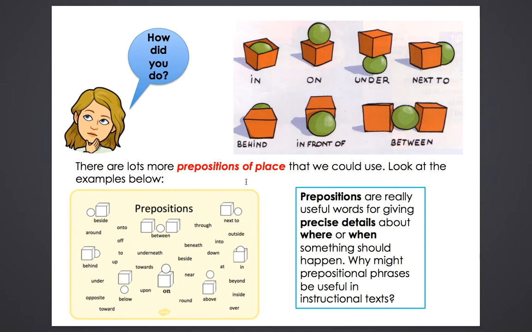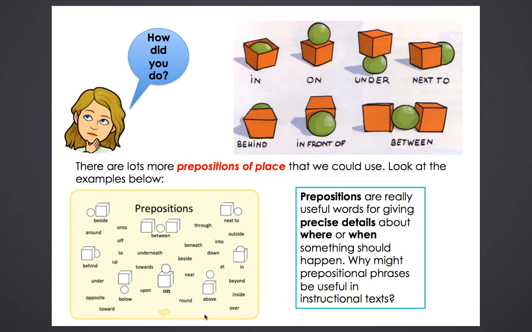Okay, there are also lots more prepositions of place that we could use, and there's lots of examples on this word mat here that you might like to use in your writing. Now next week in English we are going to be looking at writing some instructions about how to wash an animal that you choose, like a giraffe or a panda or a guinea pig. But I want you to think, why might prepositions of place be useful in instruction texts? So pause the video, have a think.